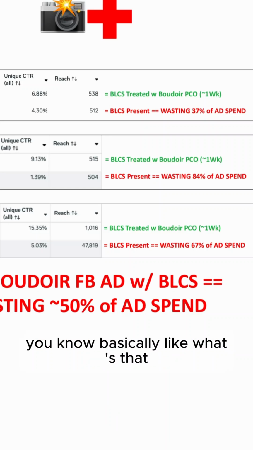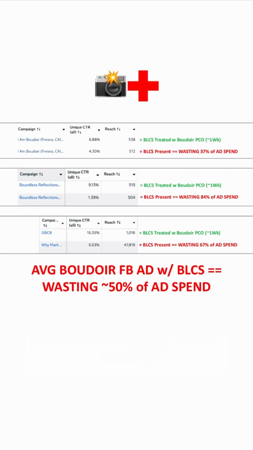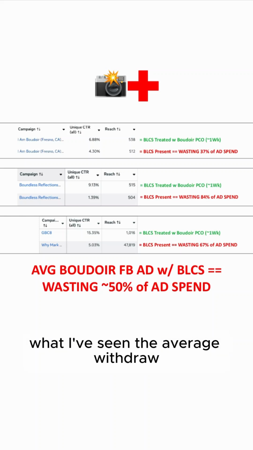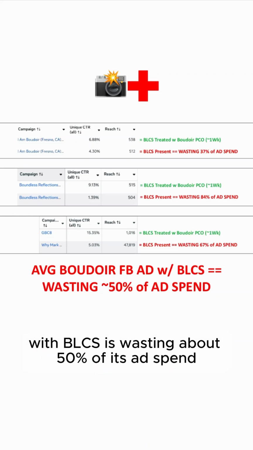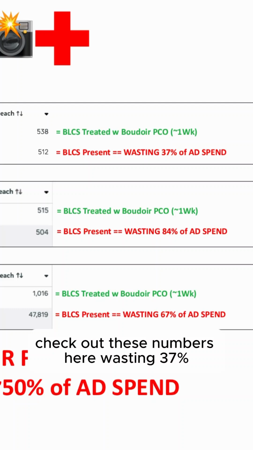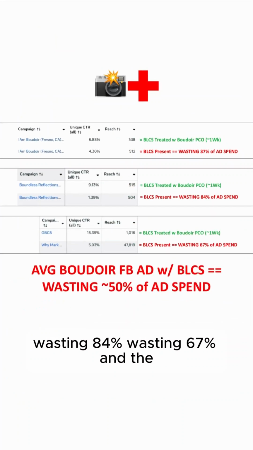Basically like, what's that, 80K bonus over the next 12 months. So from all this data, all this testing, what I've seen, the average Boudoir Facebook ad with BLCS is wasting about 50% of its ad spend. I mean, check out these numbers here: wasting 37%, wasting 84%, wasting 67%.